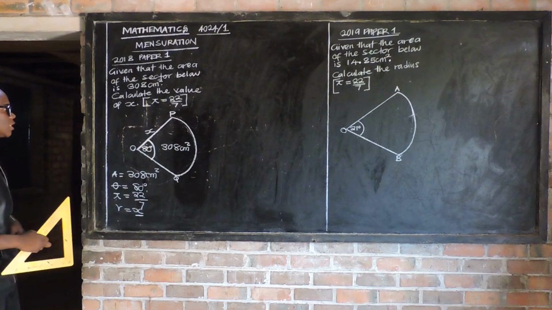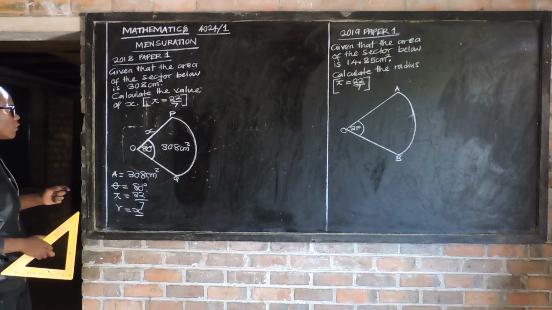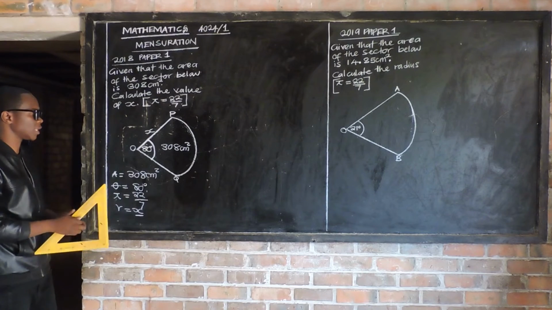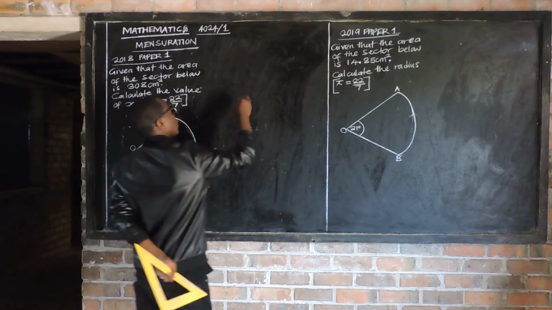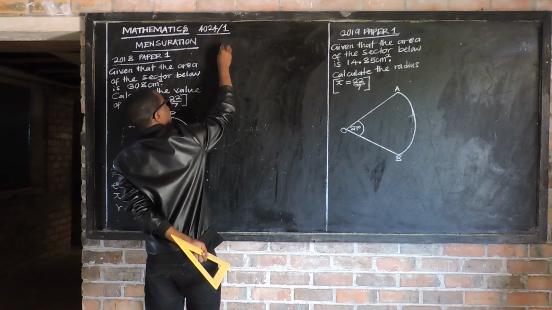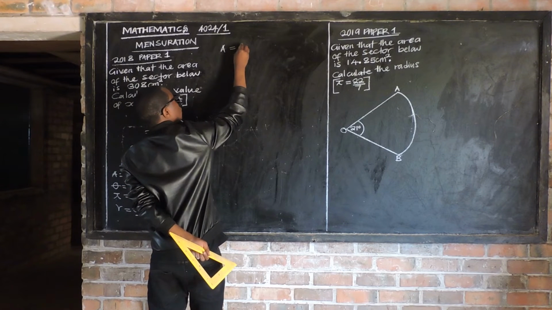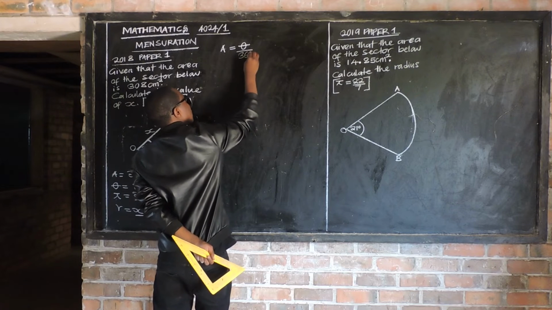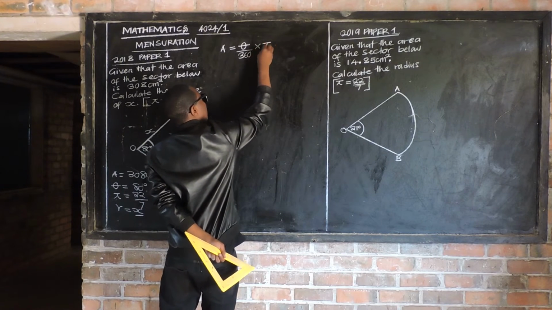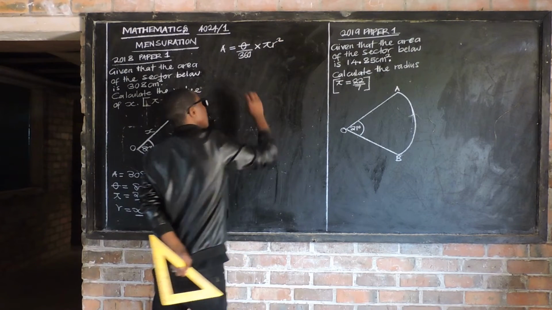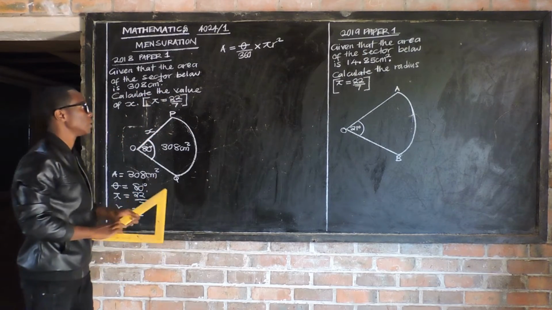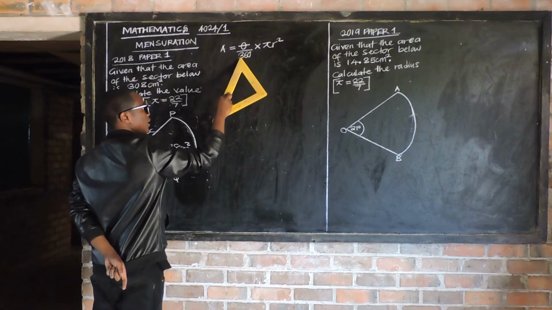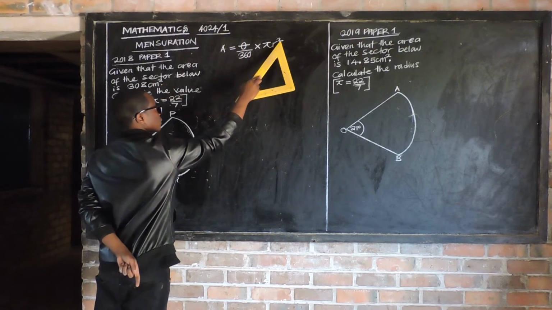Now, since this question is based on finding the area of the sector, we are going to apply the formula we use when finding the area of the sector. The area of the sector is given by theta over 360 multiplied by radius squared. This is the formula we use.